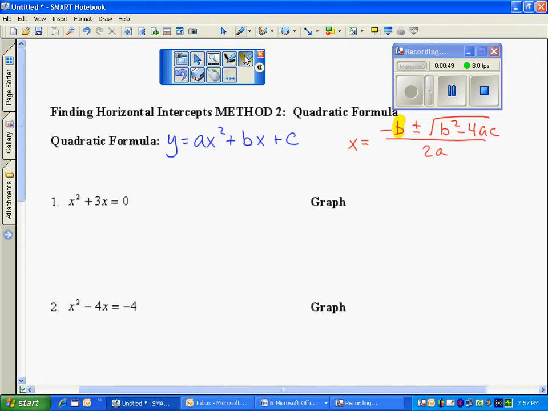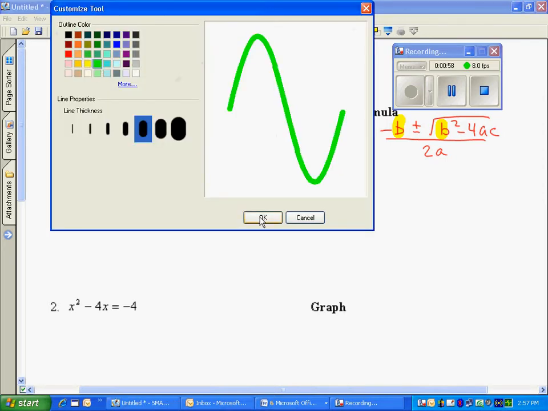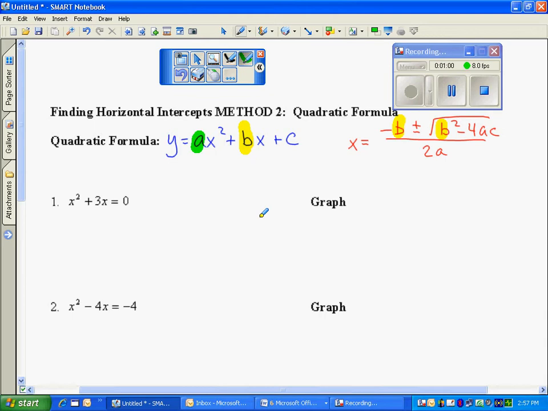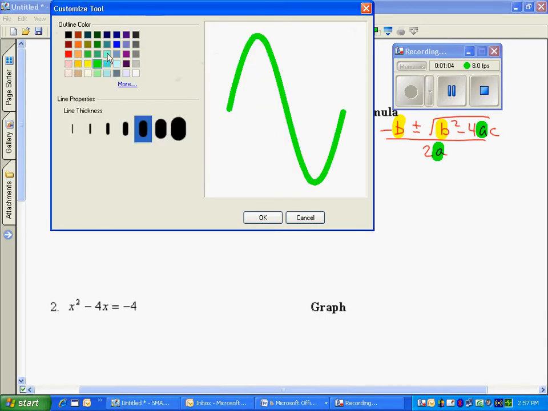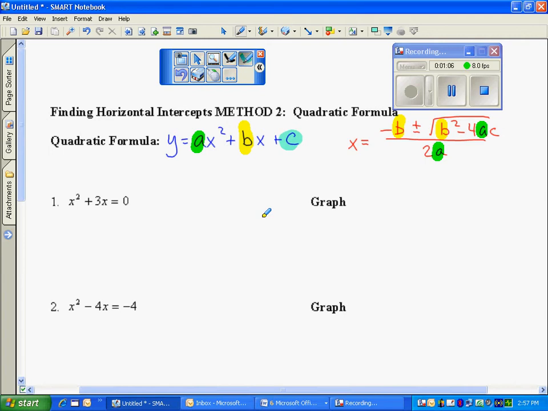The b comes from the value in front of x, not the x, but the value in front of x. Likewise, the a comes from the value in front of the x squared. And then the c is the value on the end. So you just have to pick off the values for a, b, and c and plug them into this recipe. So a is 1, b is 3, and it looks like c is 0 because there's nothing there.